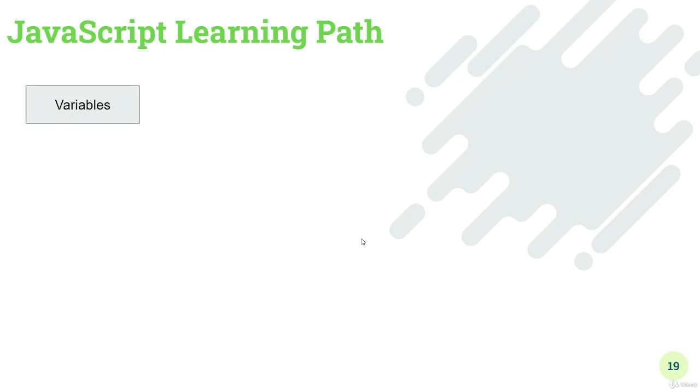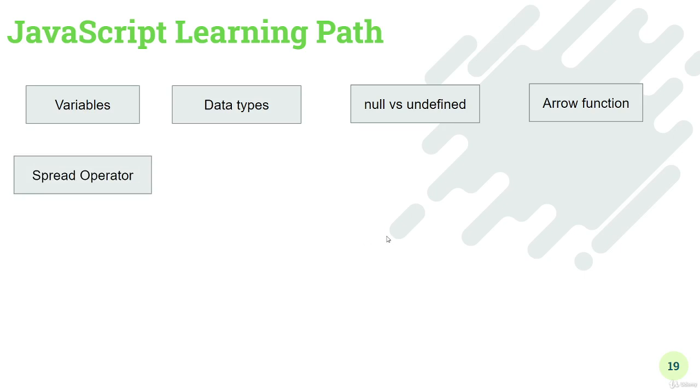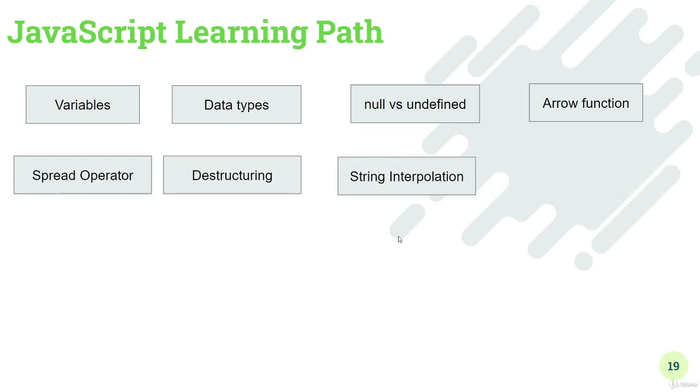First, you need to understand variables. Once you know the variables, you need to understand the different data types available in JavaScript. After that, you need to differentiate between null and undefined types. Then you will understand the arrow function, a new way of writing functions in JavaScript. Then you need to understand spread operator, destructuring, and string interpolation.